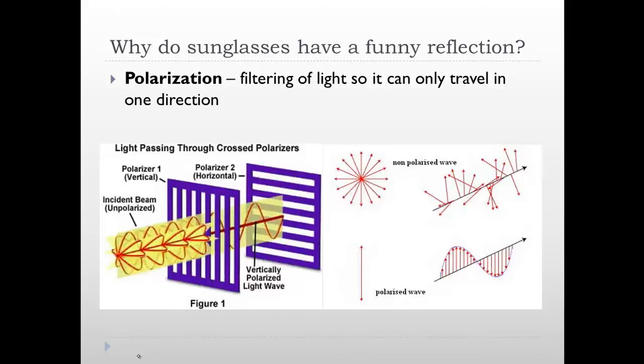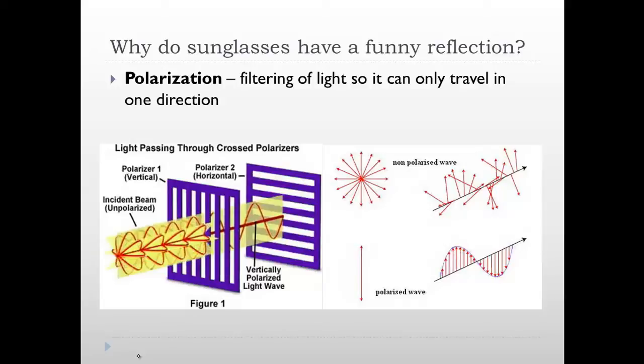Very, very nice. Now, there is a beautiful consequence to this idea of understanding scattering and diffraction, and it comes from the question, well, why do sunglasses have such a funny reflection? You'll notice if you have a pair of something like Oakley's that you're going to see this funny, like multicolored kind of shine. And the answer comes from the idea of polarization. So to define polarization, we define it as the filtering of light so that it can only travel in one direction.